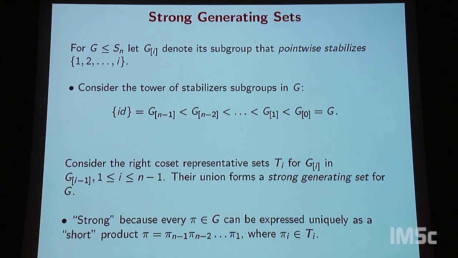Strong. Short is simply this: n is short for me because 2 to the square root of n log n is long for me. Because n is a small number like 100 or 1000 and not 2 to the power 100, I call it short. When G is Sn, could you give an example of a strong generating set?